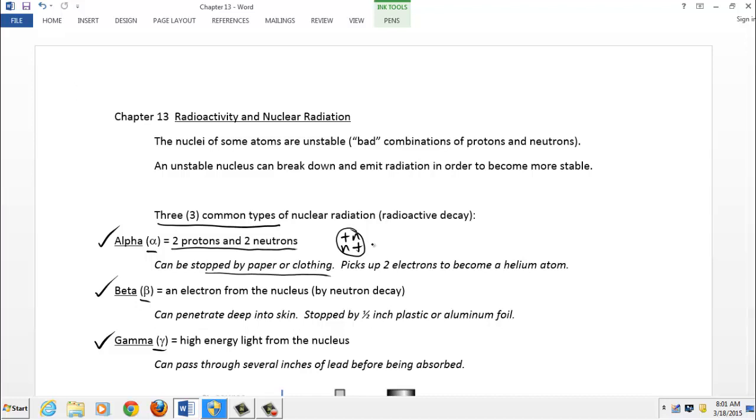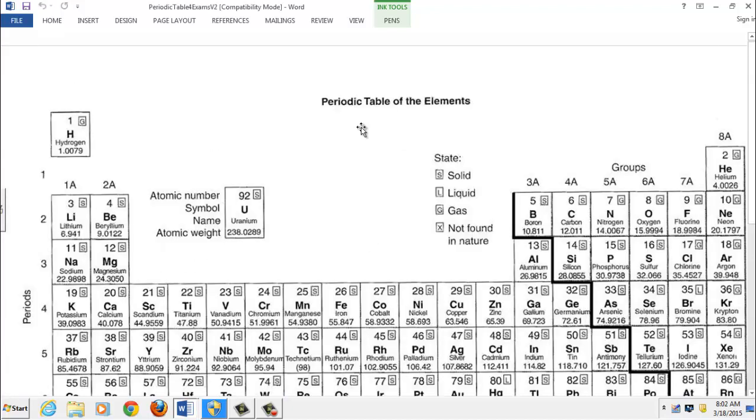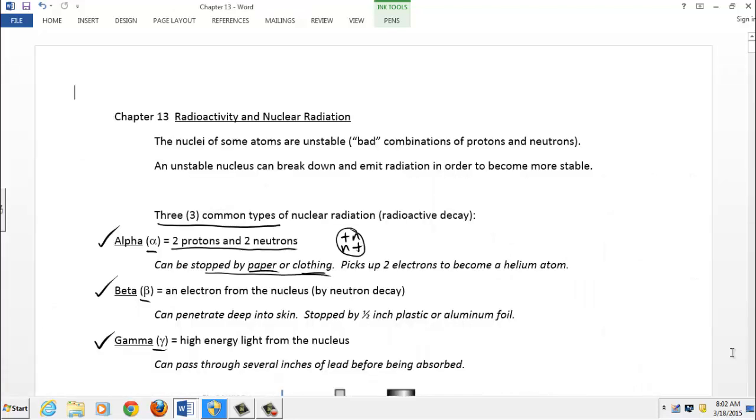And so as it penetrates paper, clothing, or air, whatever it's traveling through, rock, whatever, it can steal 2 electrons from nearby atoms. And, well, what's the atom that has 2 protons in it? 2 protons means it has atomic number 2. Here it is, over here on the right. Element number 2, 2 protons, is helium. So alpha particles ultimately turn into helium atoms, which are really stable.